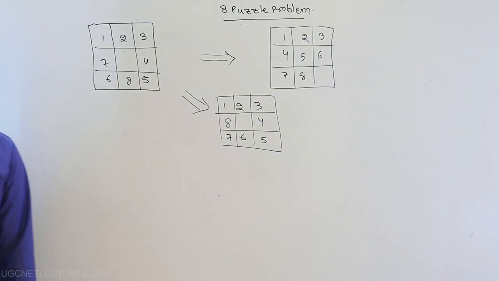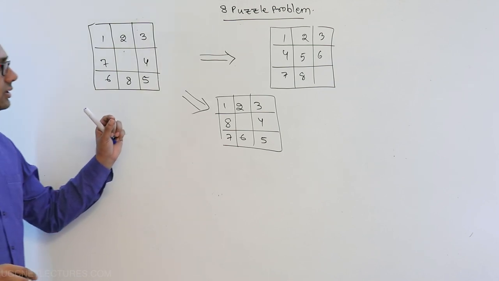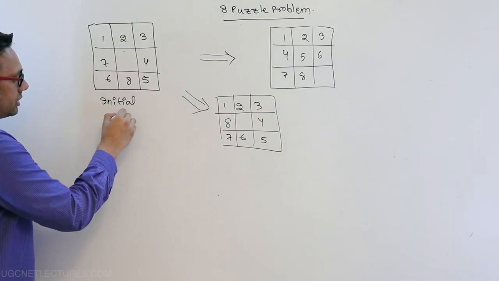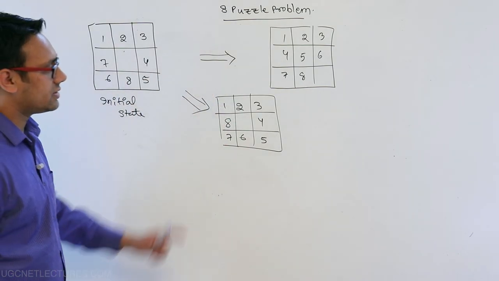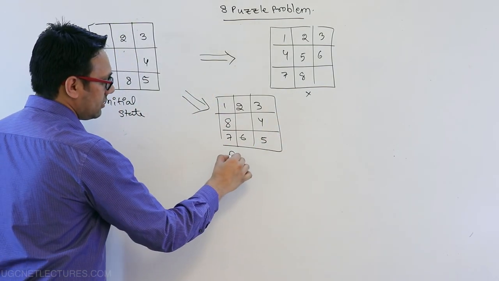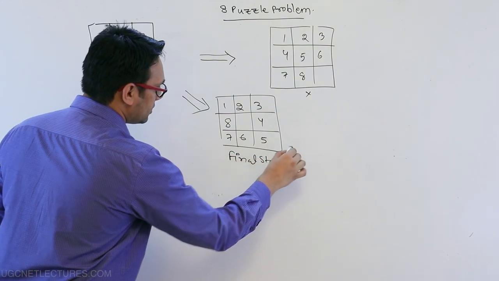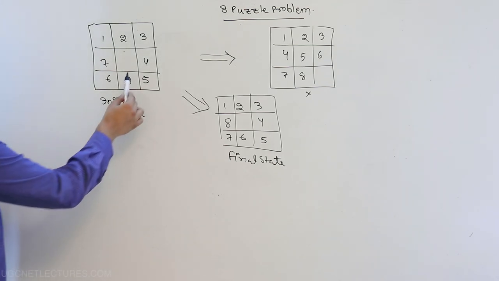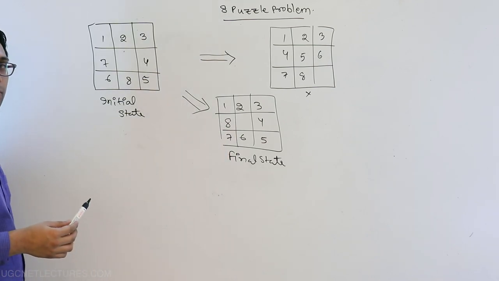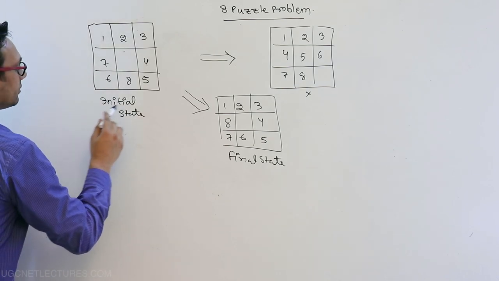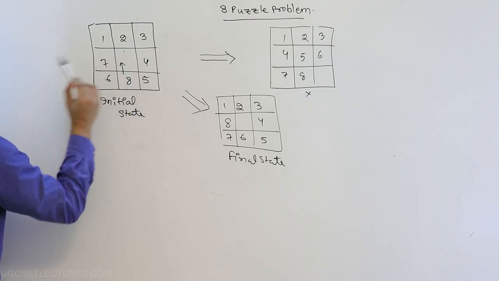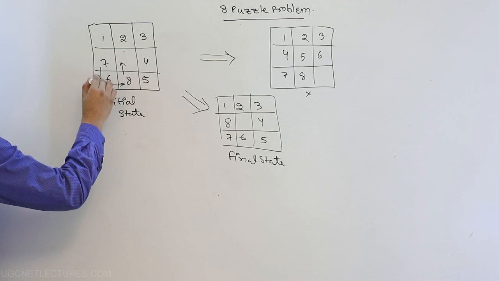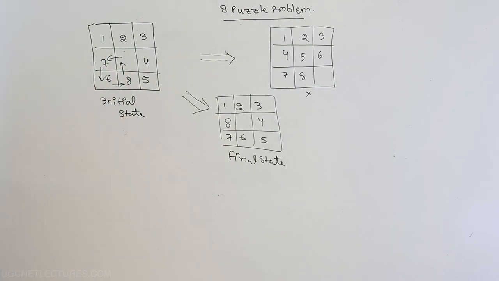In this 8 puzzle problem, you can clearly see that this is the initial state, and let us consider that this is the final state. There is an initial state and there is a final state. Now, to move from this location to this location, we can perform some actions. We can take this tile and move it here, then take this tile and move it here, and then take this tile and move it here. So how can you reach that?